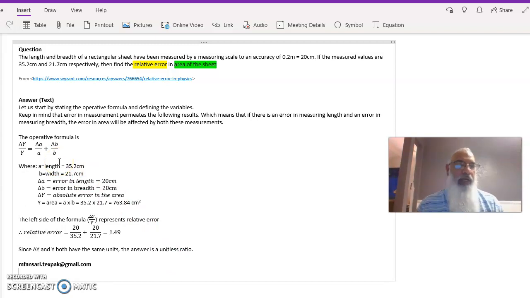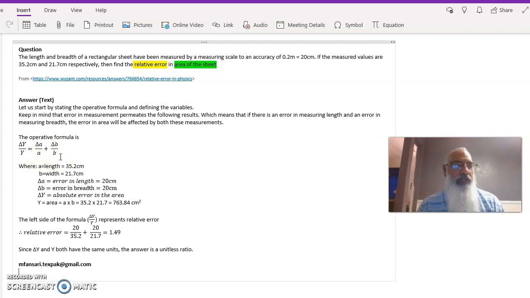Okay, so now let's go ahead and attack the question. The first thing is to set forth the operative formula, operative equation. And the equation that relates to our situation, when you have two values that are being multiplied, what happens to its uncertainty, or what do you do with its uncertainty? So this is how the equation looks. Delta y over y equals delta a over a plus delta b over b.